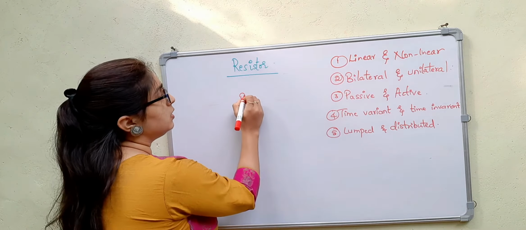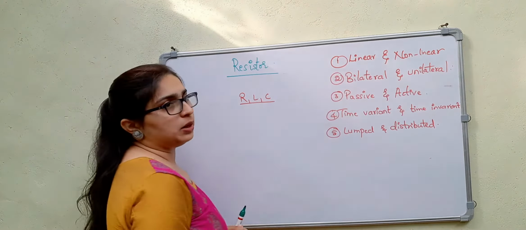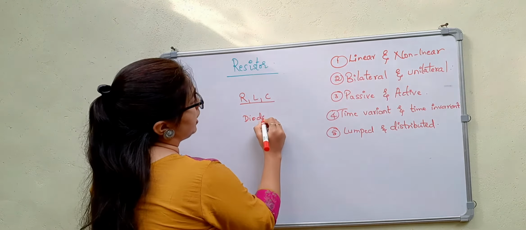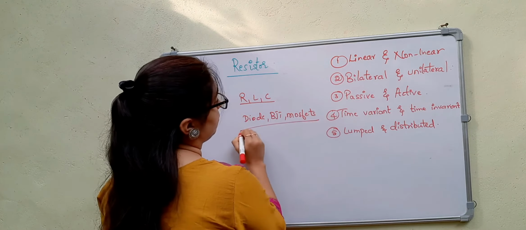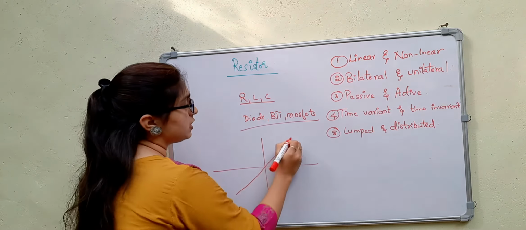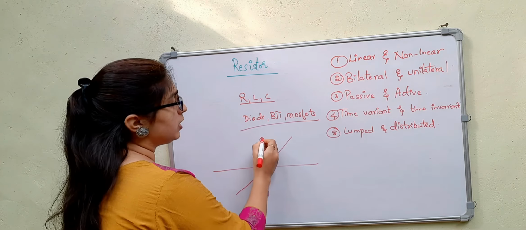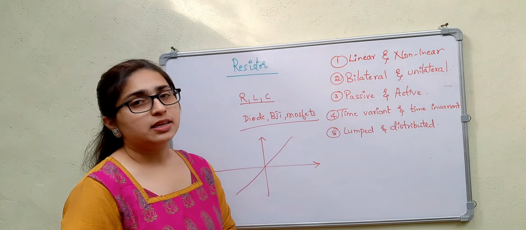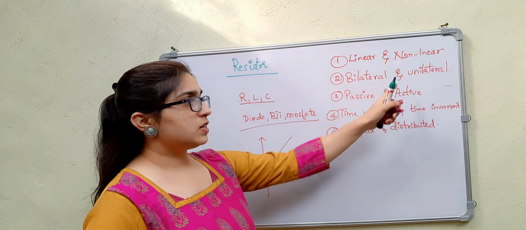So when we consider the elements like resistors, inductors, capacitors, these are linear elements, and diode, BJT, MOSFETs, okay, these are non-linear elements. The characteristic of linear elements will be a straight line which is passing through the origin. So if you have a straight line which is passing through the origin, then we can consider that as a linear element. But if it is a straight line but not passing through origin, then that becomes non-linear. If you have a curve like this, then that also becomes non-linear.